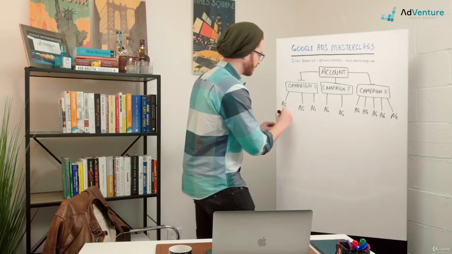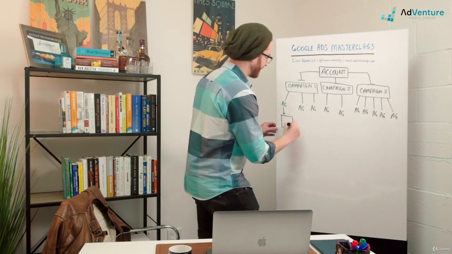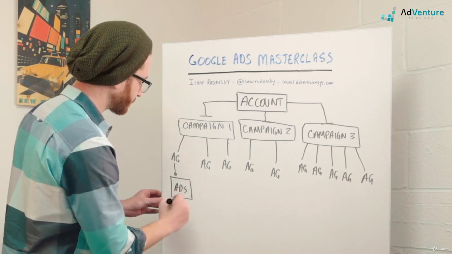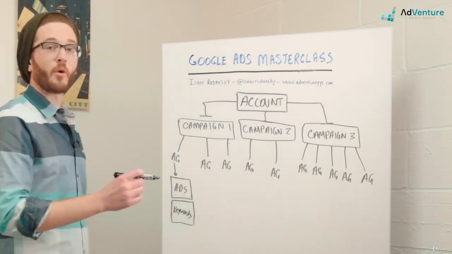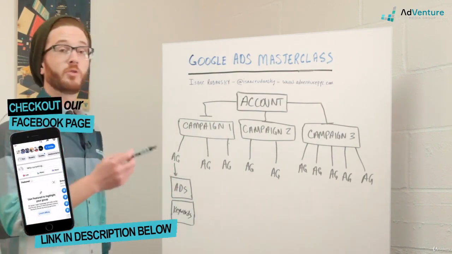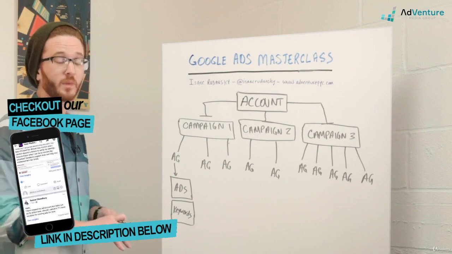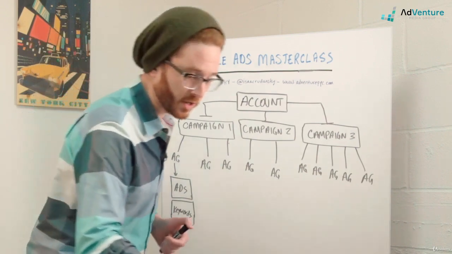Inside each ad group are 2 things that operate on the same level of the hierarchy. You have ads and you have keywords, okay? Ads and keywords are both contained inside every ad group. You need to have both ads and keywords in every single ad group in order for that ad group to function. If you're missing one of those 2 things, then nothing will function inside those ad groups.